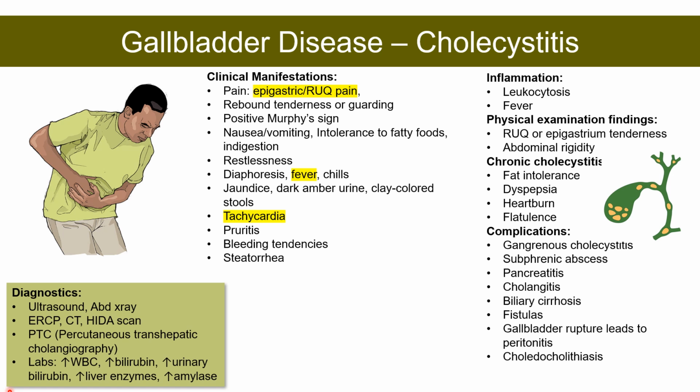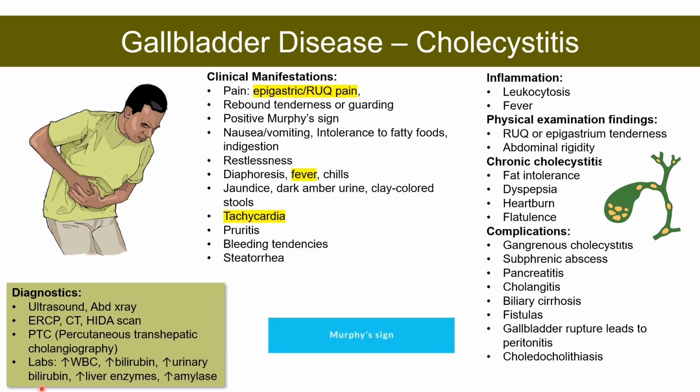And we're going to have epigastric or right upper quadrant pain, rebound tenderness. We're going to have a positive Murphy sign, which we'll see a video of that next. Restlessness, fever, tachycardia. We can do ultrasound, x-ray, ERCP. We're going to look at our labs. Complications, this can lead to gangrenous cholecystitis, pancreatitis, all kinds of stuff. So let's watch the video of Murphy sign, positive Murphy sign.